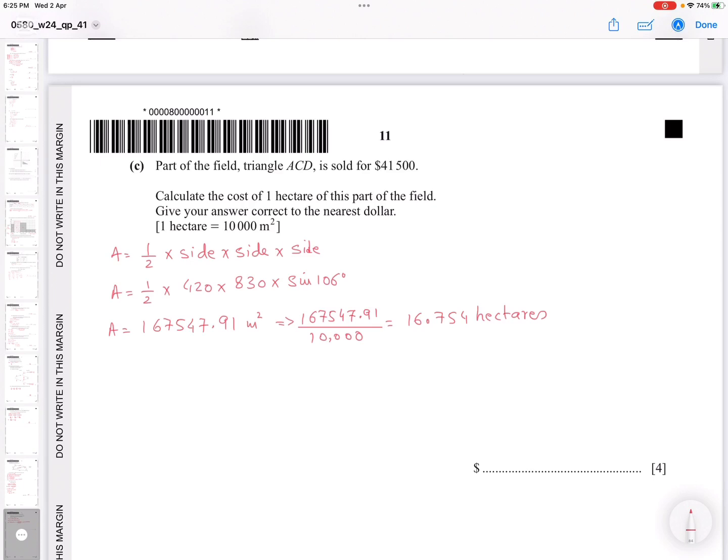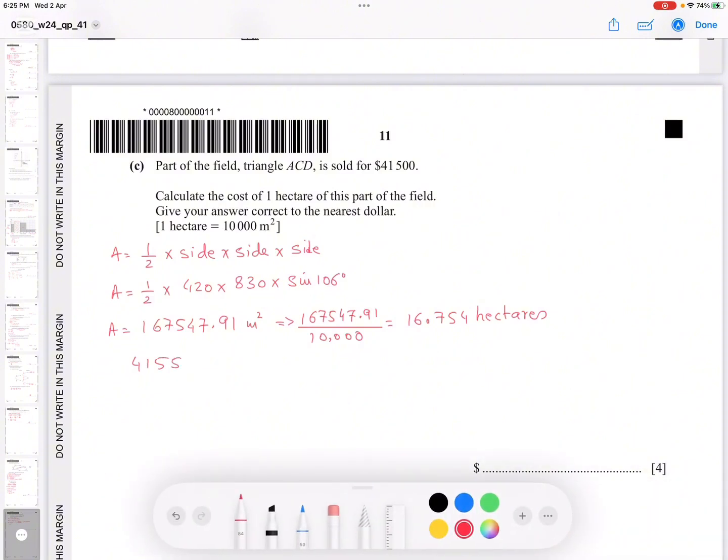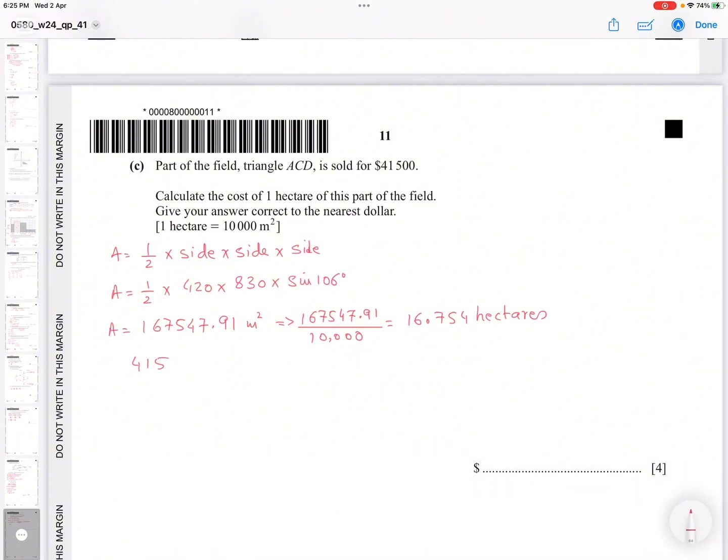To calculate the cost of 1 hectare, we have to divide $41,500 by the value which we have just calculated, 16.754 hectares. This gives us 2476.9, or you can round it off to $2477.